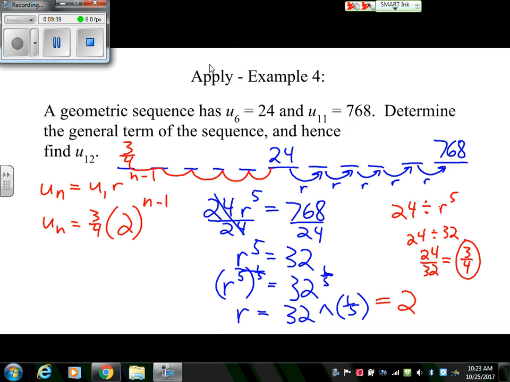We're looking for the 12th term, so we can do u sub 12 is equal to 3/4 times 2 to the 12 minus 1, or we can simplify that down to 11, and then we're going to plug that into our calculator. And we end up with 1,536.